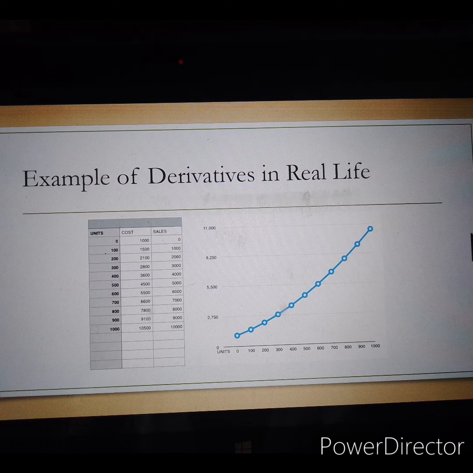Derivatives help us understand how larger things are made from smaller things. And that's it. I hope you learned the different application of derivatives in real life.